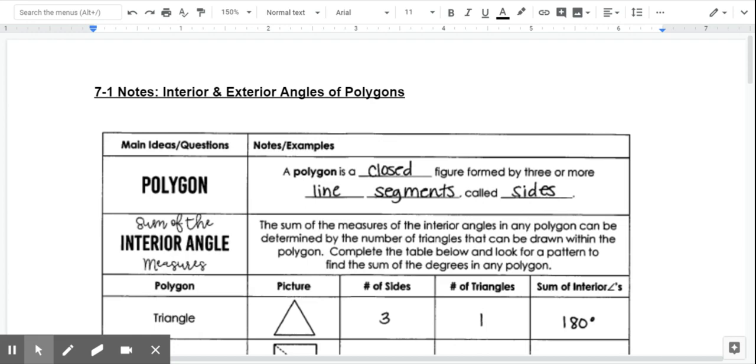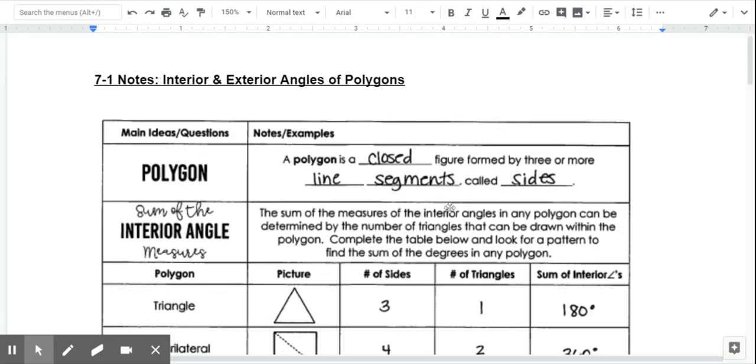All right, let's go over the section 7.1 notes on interior and exterior angles of polygons. So first thing we need to do is define a polygon. A polygon, basically, is a shape. A polygon is a closed figure formed by 3 or more line segments called sides.